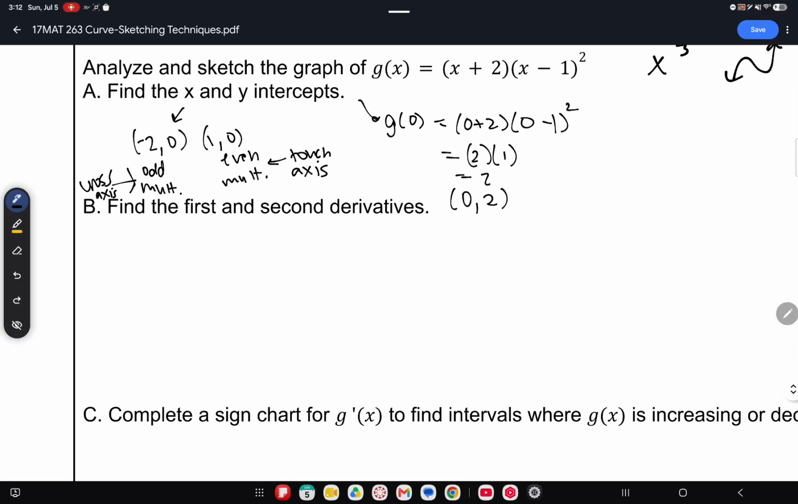Now I find the first and second derivative. So I don't have to do product rule, I'm going to go ahead and multiply that out. g of x is x plus 2 times, and if I multiply that out, I'm going to get x squared minus 2x plus 1. And now I'll have to multiply that out even further. So x cubed minus 2x squared plus x, and distribute the 2, so plus 2x squared minus 4x plus 2. So we have x cubed, those will cancel out, and then I'm left with minus 3x plus 2.